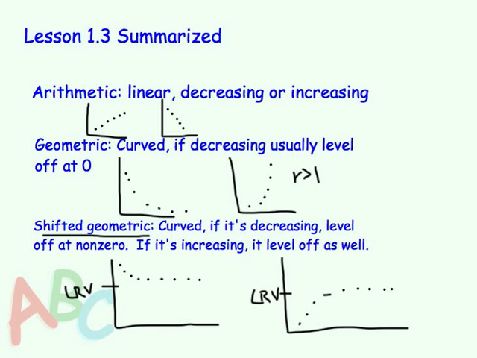All right. What we looked at today is what we call a shifted geometric sequence. Again, it is going to be curved. It is nonlinear. If it's decreasing, it will level off at a non-zero value. So, for example, if you look at this first graph here, if it's decreasing, it will go down, but then it will level off and it won't be at 0. It's what we call the long run value. In calculus, it is called the limit. Now, if it's increasing, then it will level off as well. And again, it will level off at a value that we call the long run value.